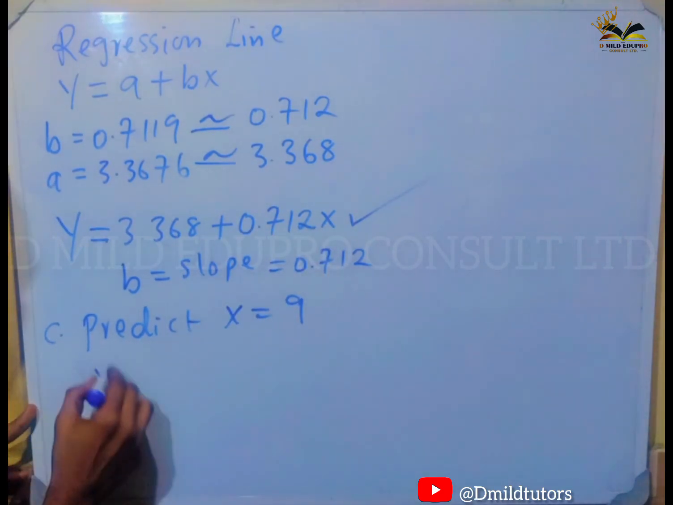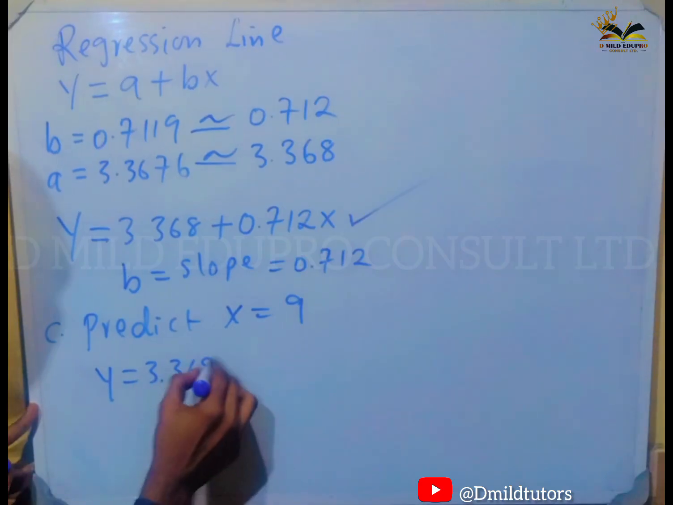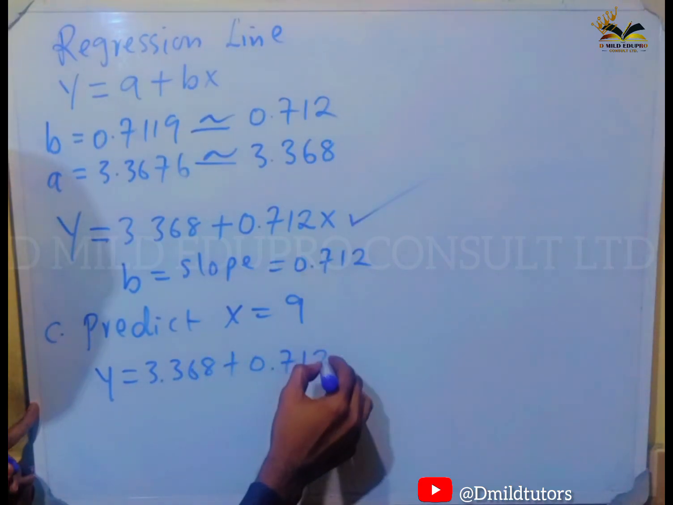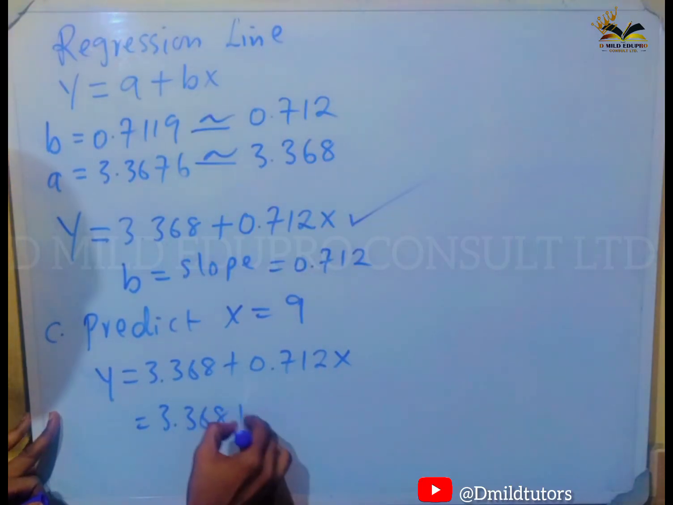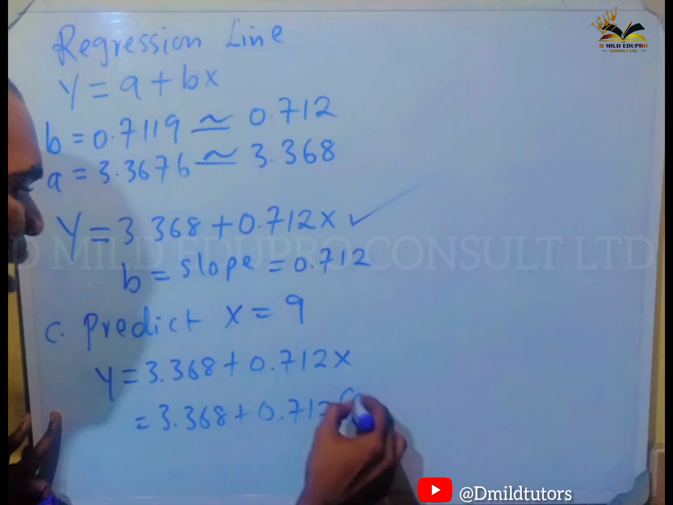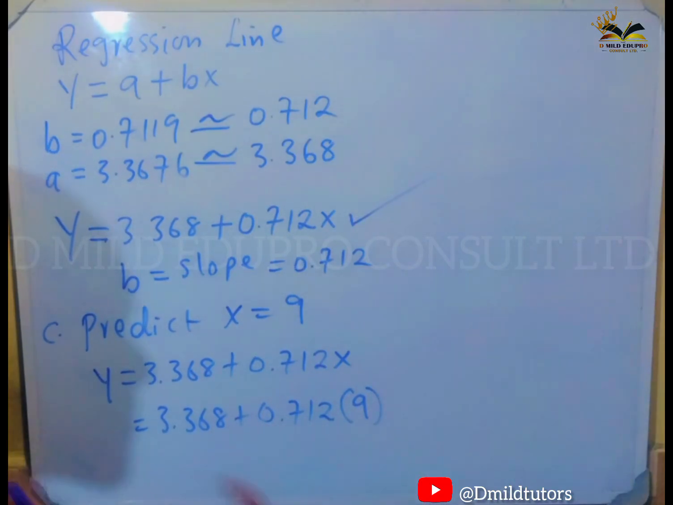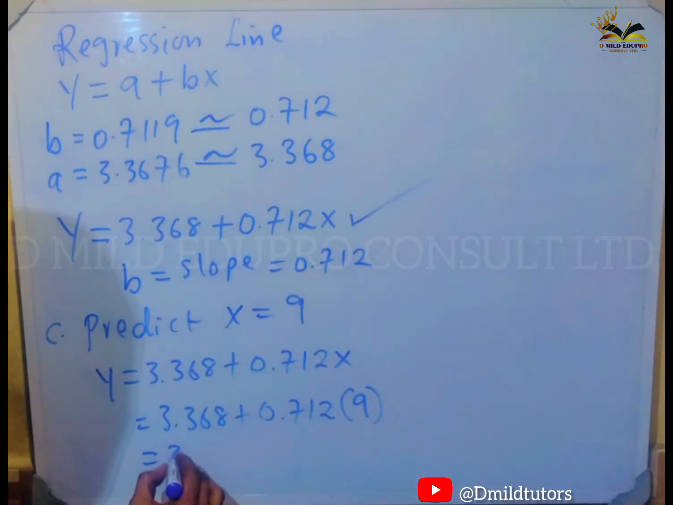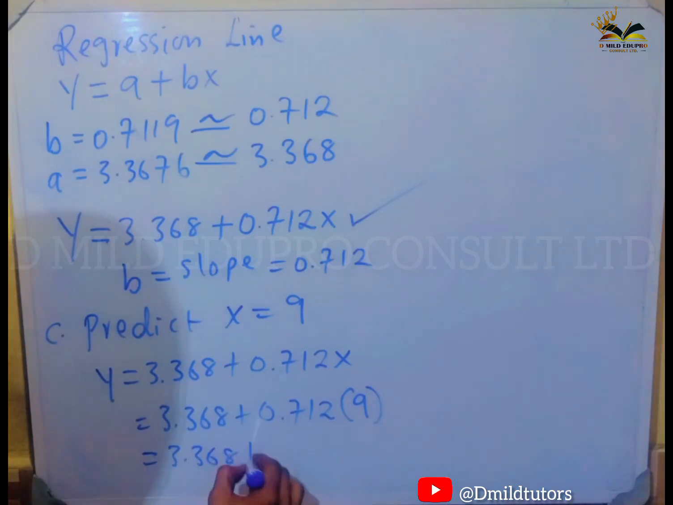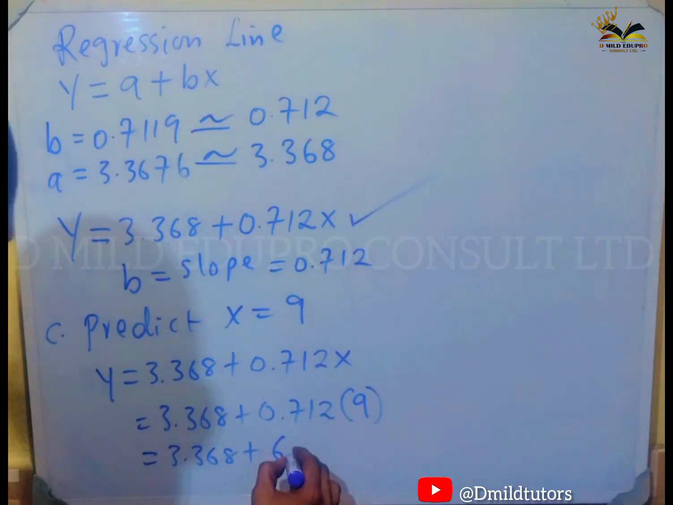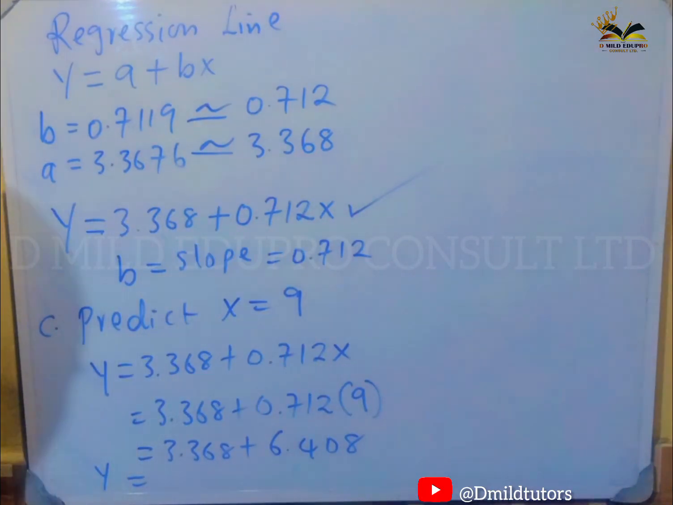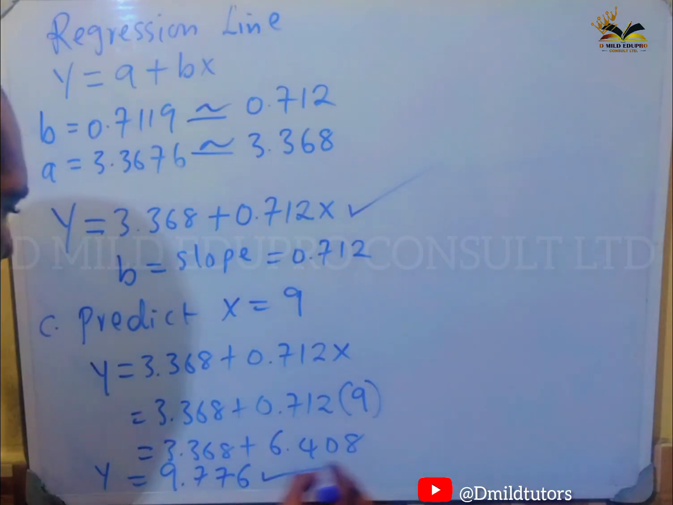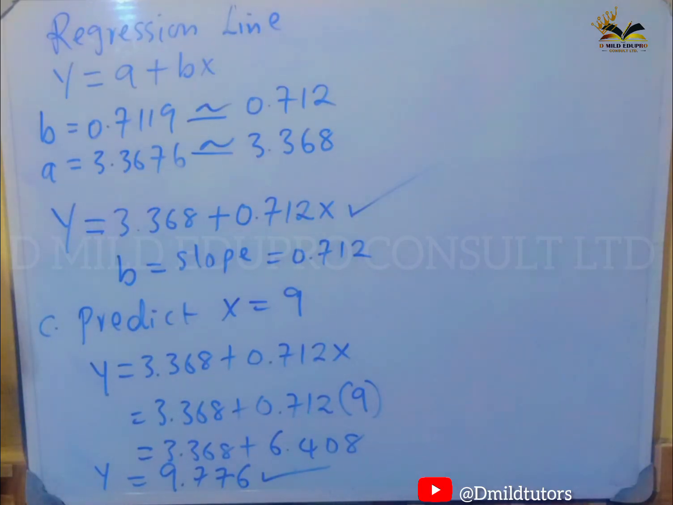Then you now say, remember that Y is equal to 3.368 plus 0.712 X. Now, when X is 9, you now have 3.368 plus 0.712 into bracket 9. Use this to multiply this, and whatever result you have, add it to this 3.368. If you multiply these two, you have 6.408. Now, if you add these two, you have 9.776. So this is the predicted value you were asked to get.